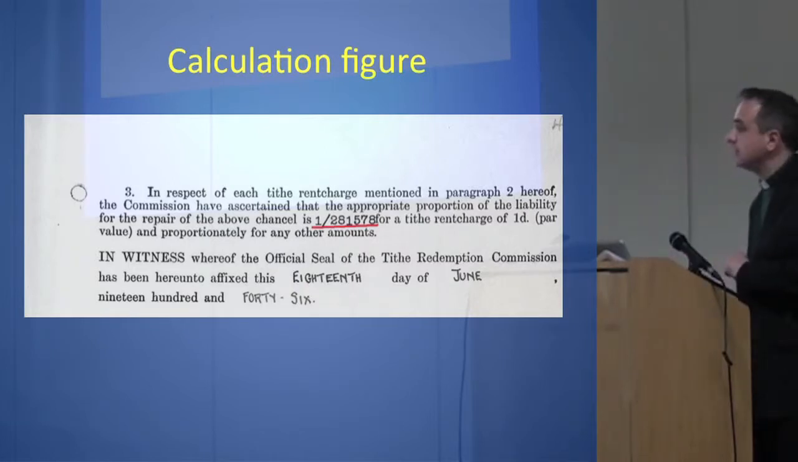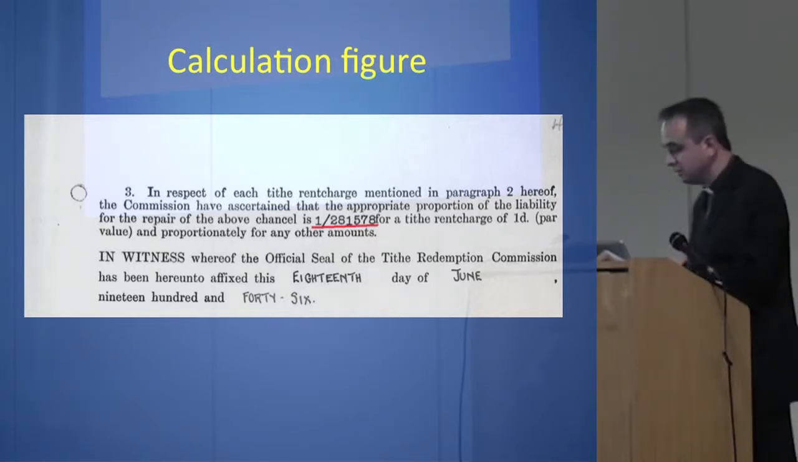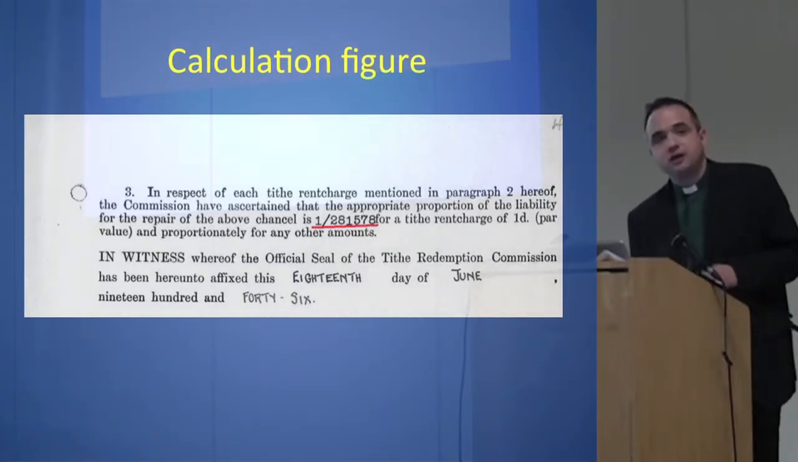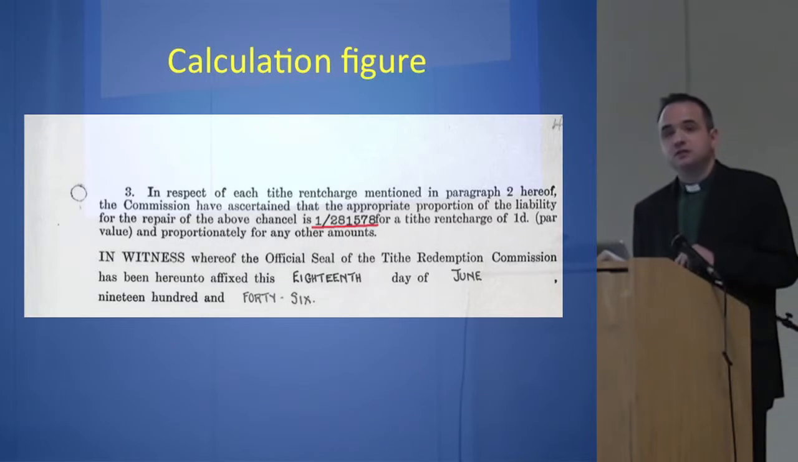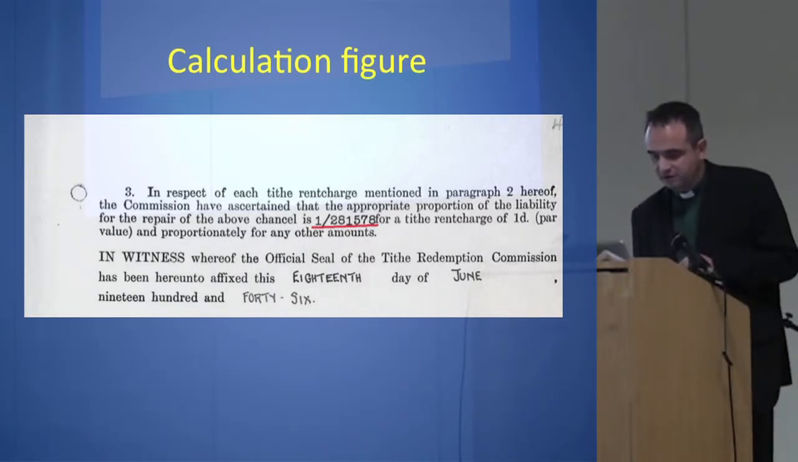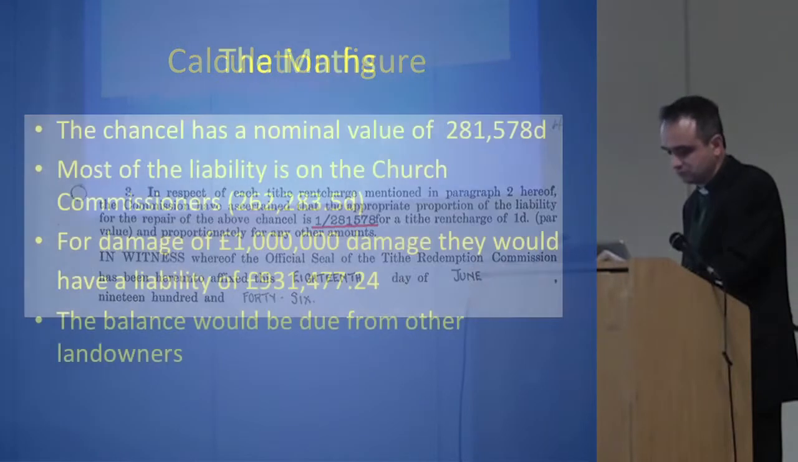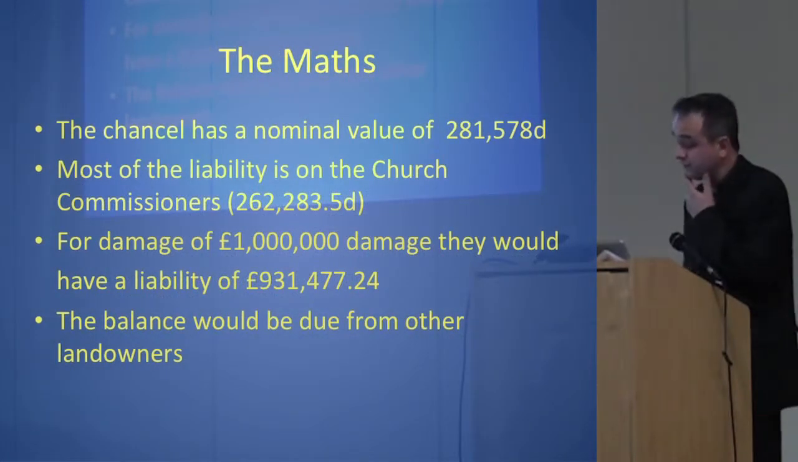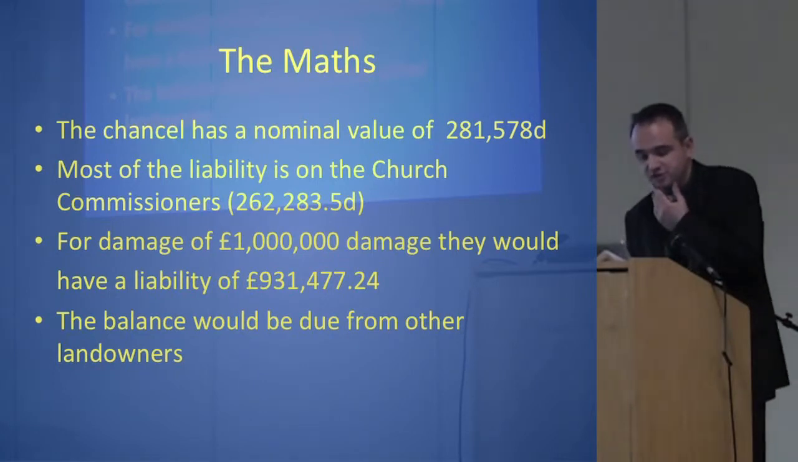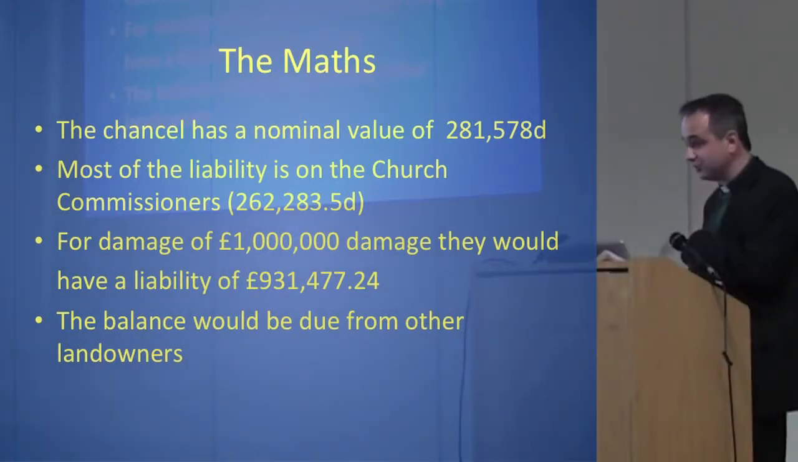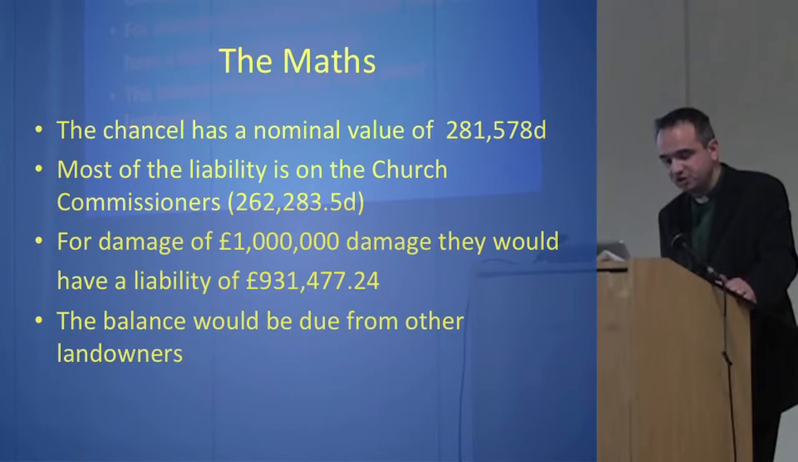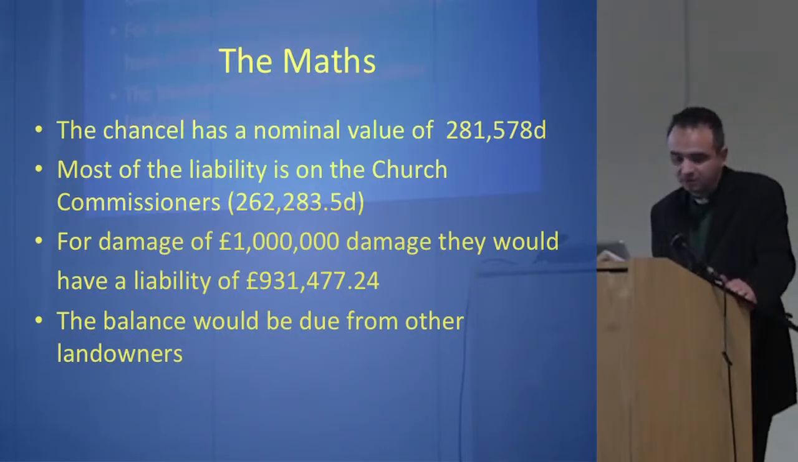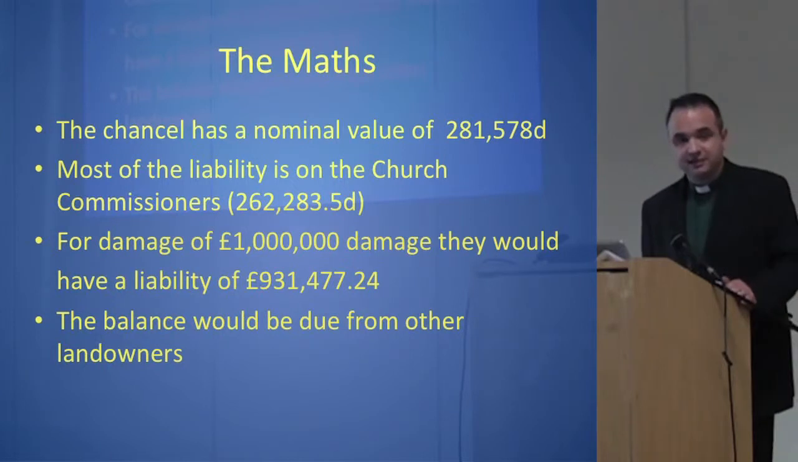So they've got this mysterious figure, 102,81578, for a rent tithe charge of 1d. So that is adding all the rent tithe charge up in that parish. The chancel is given that nominal value. Remember, this only encompasses this particular form of liability. Most liability is on the church commissioners for damage of £1 million. Imagine a chancel having £1 million of damage. Anyway, the church commissioners will pick up virtually all of it, but the balance will be on various landowners out there.